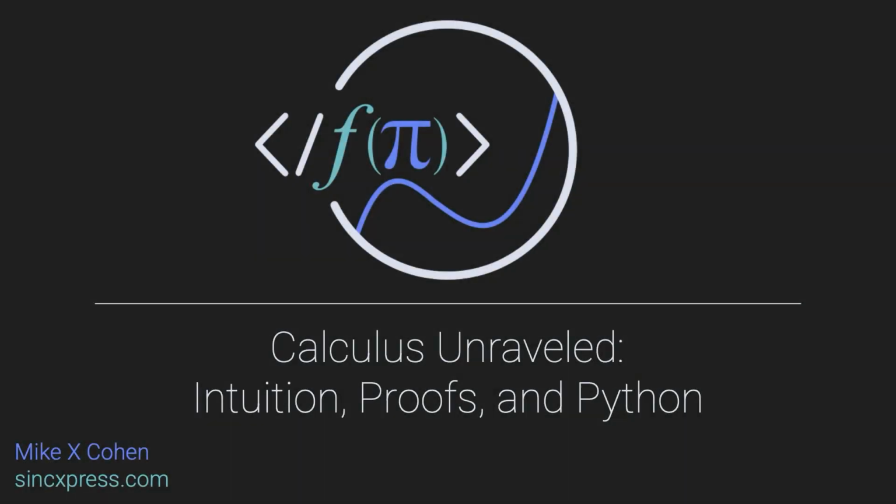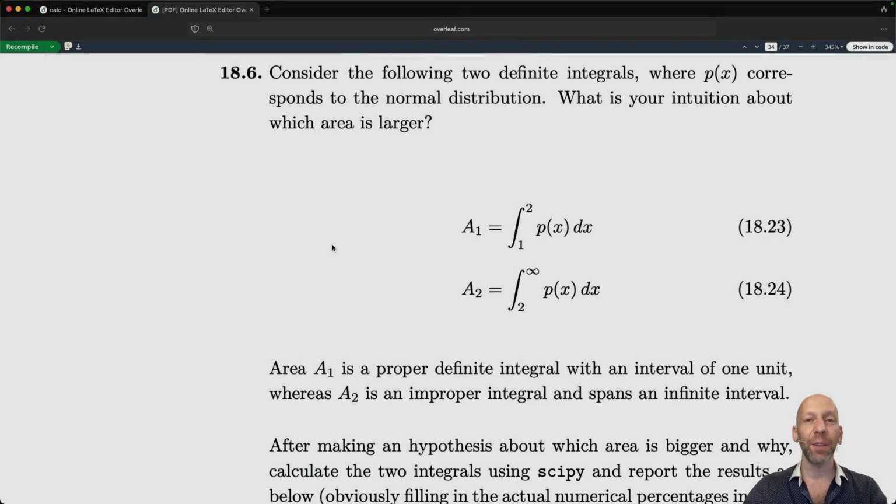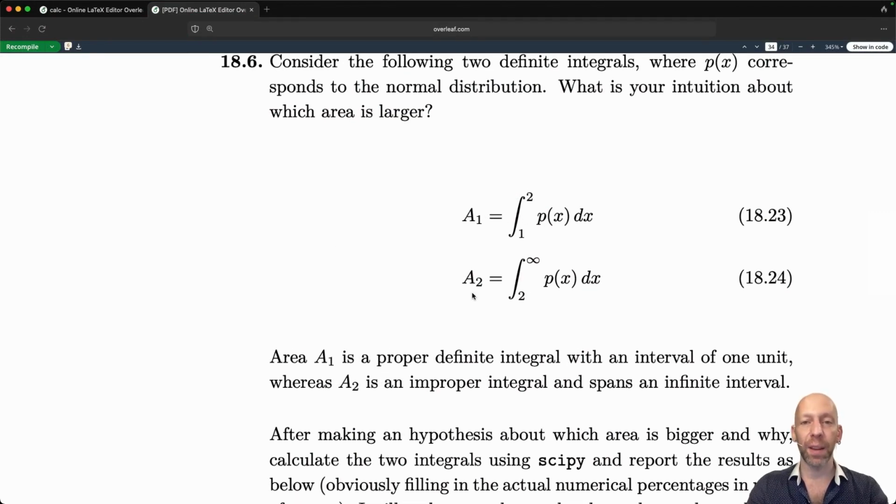The main question that we will be asking in exercise 6 is, which of these two areas is bigger? In other words, is the definite integral of the PDF from a normal distribution between z equals 1 and z equals 2 larger or smaller than the area of the same PDF between 2 and plus infinity?